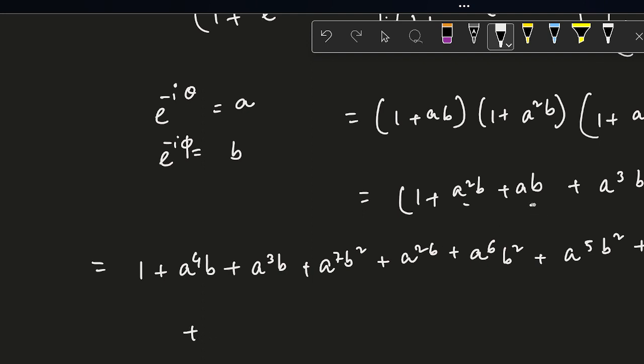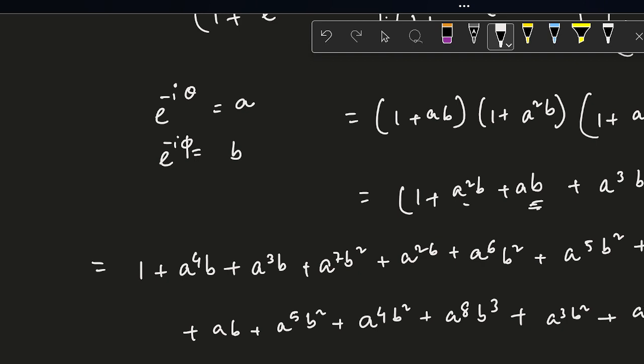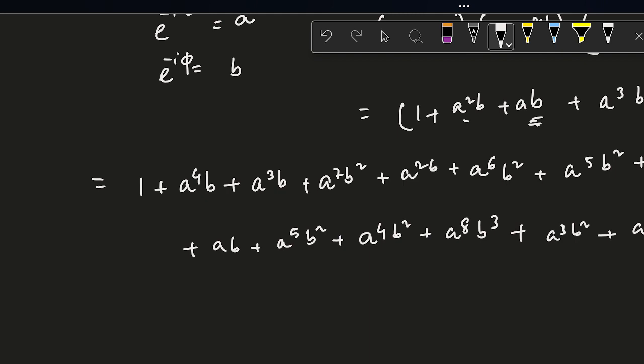And then go on doing the same thing with this term ab. So you see ab, plus ab with this a to the power of 5 b squared, then ab with a cubed b is a to the power of 4 b squared, then with a to the power of 7 b squared, it becomes a to the power of 8 b cubed. Then the last part is for a cubed b squared, so it is a cubed b squared, plus a to the power of 4 and 3 is 7, b cubed, plus a to the power of 6 b cubed, plus a to the power of 10 b to the power of 4. So this is your entire expansion.